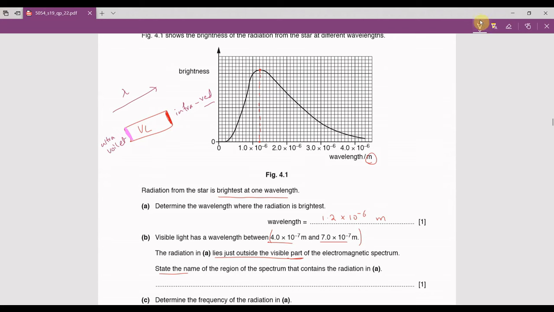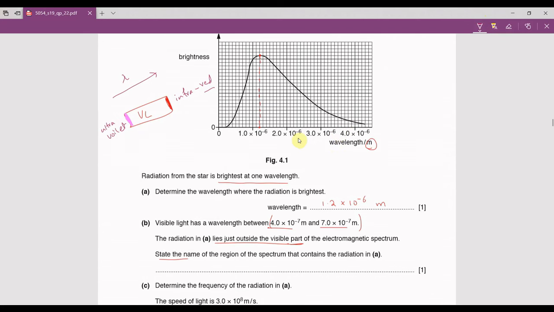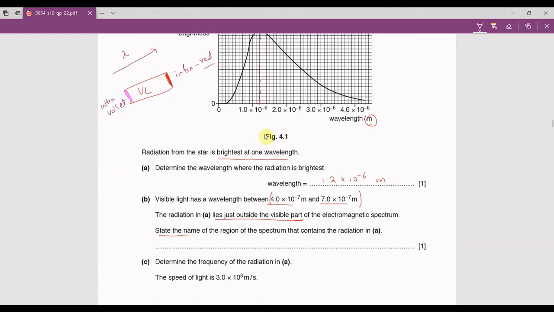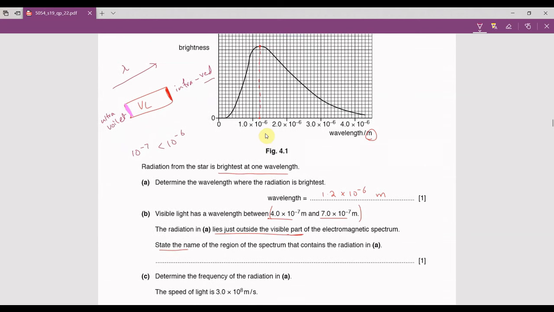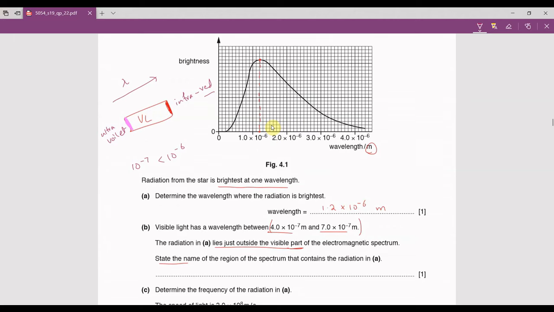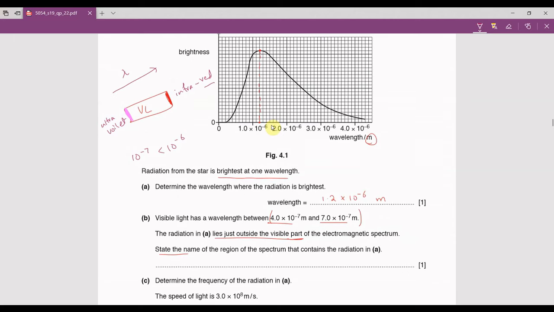So if you see the graph, our wavelengths are of the magnitude of 10 to the power minus 6. We have this value given here, and the visible light region has the power 10 to the power minus 7. So if you understand standard form, you know that 10 to the power minus 6 is definitely greater than 10 to the power minus 7. So our wavelengths on the graph are basically bigger than the visible light region, so they are definitely infrared.